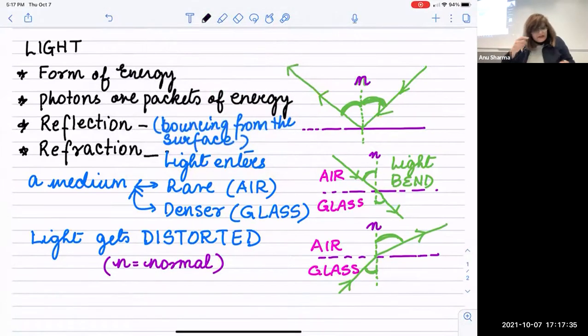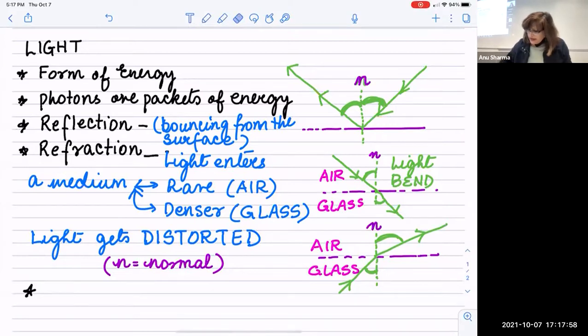Besides that, there are also other things. How does light travel? How does light travel? You can communicate through chat, guys. Come on. How does light travel? Light travels in a straight line.